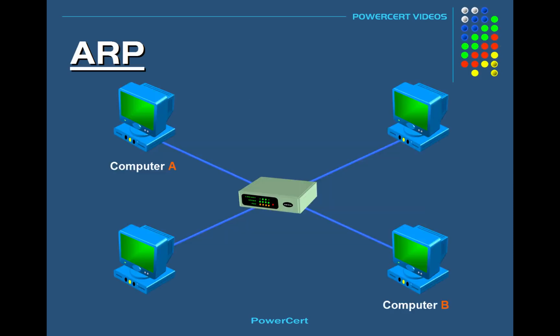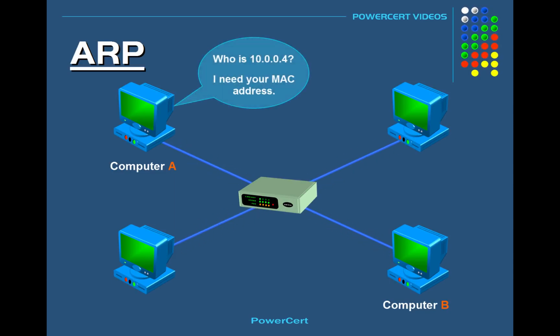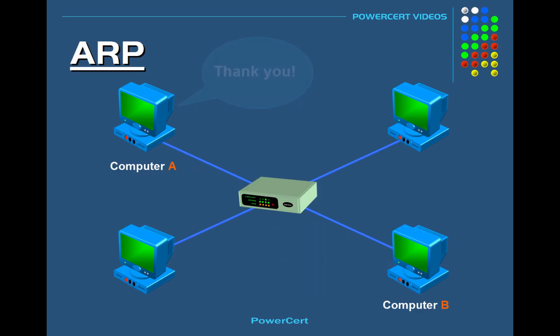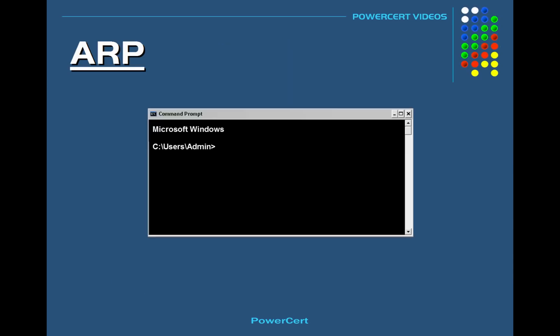So now computer A will send out a broadcast message out on the network asking every device which computer has the specific IP address and will ask for their MAC address. Then the computer that has the matching IP address will then respond back and tell computer A its MAC address. Then once it receives the MAC address, the communication can now take place between the two. Now once computer A has the MAC address, it'll store this information in the ARP cache.